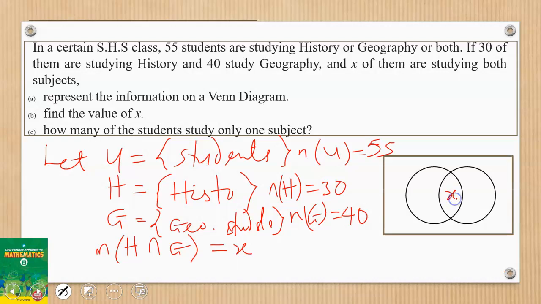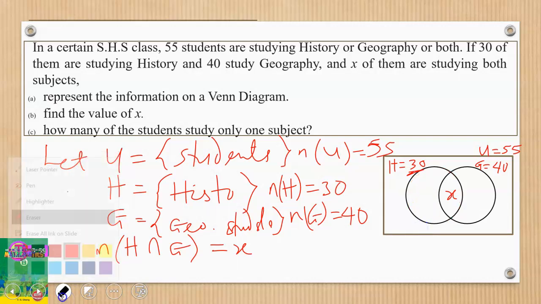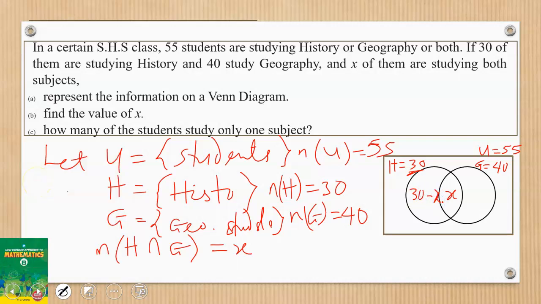So here we can put our X here. Now we have all those who study history, they are within this circle. That means X plus those who are only here together should give us 30. So for us to get those who are only in this particular region, we can do simple subtraction by saying 30 minus X. And those over here can also be 40 minus X, so that we get only those in the history region and only those in the geography region as well.